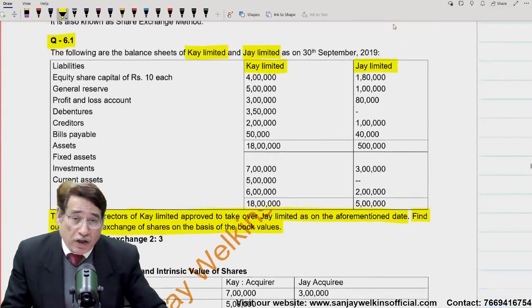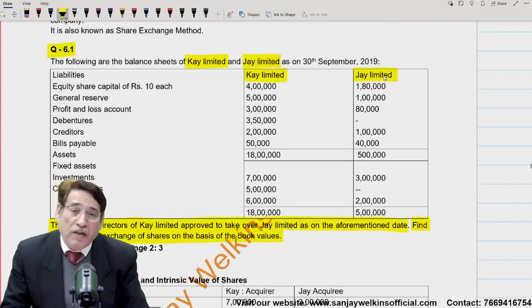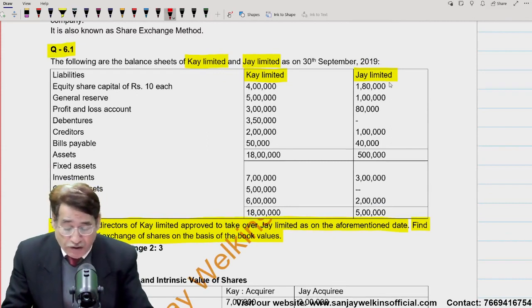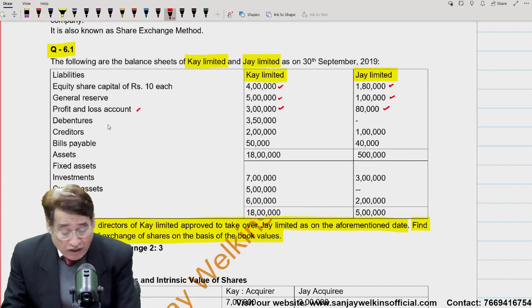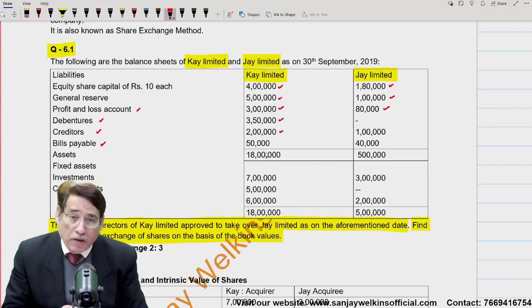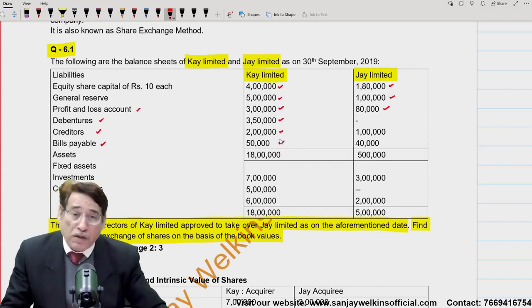Quite obviously, in this particular case, Jai Limited is the acquiree entity. So we look into the items of this entity first. Here it is written equity share capital. Equity share capital of the purchasing company is 4 lakh and equity share capital of this entity is 1,80,000, and 5 lakh and 1 lakh is general reserve. Then there is profit and loss account also, 3,80,000. Then there are three liabilities: debenture, creditors and bills payable. The purchasing company has debenture worth rupees 3,50,000, creditors worth rupees 2 lakh, besides that bills payable worth rupees 50,000.